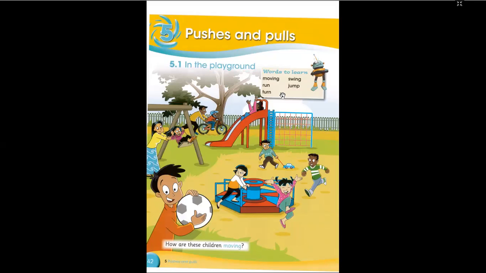As you see, a boy is sitting on the bike and his adult brother or father is helping him drive the cycle, and he is pushing his bike. When he is pushing his bicycle, it is moving. So when you push something, it will move.